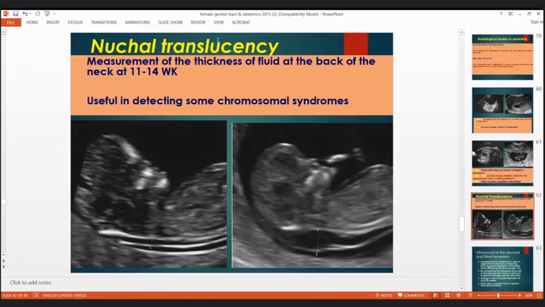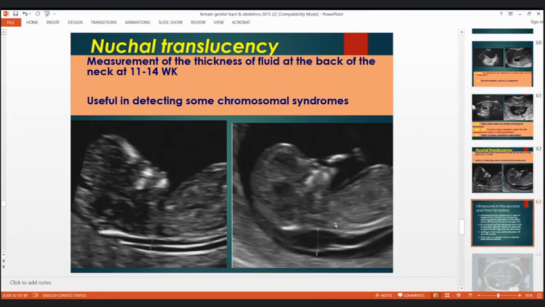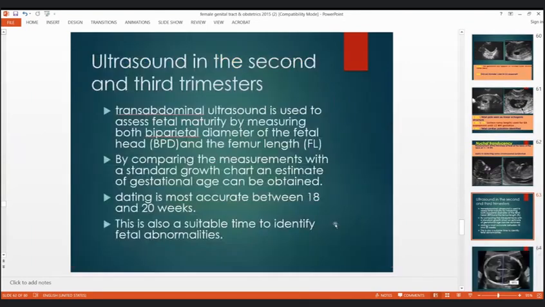In the first trimester, we perform what is called nuchal translucency, which is measurement of thickness of the fluid at the back of the neck, done at 11 to 14 weeks. This is useful in detection of some chromosomal syndromes, mainly Down. This is the normal nuchal translucency, and this is the increased nuchal translucency in this child with chromosomal anomaly. Also can be seen in some structural malformations.